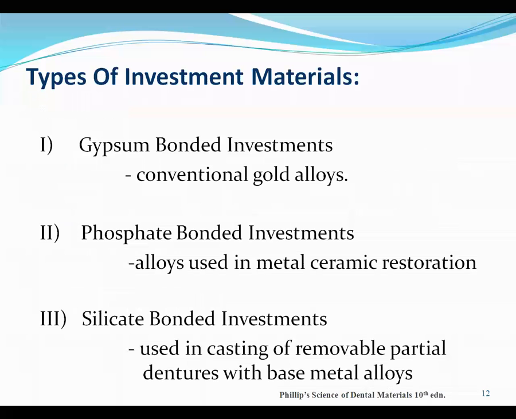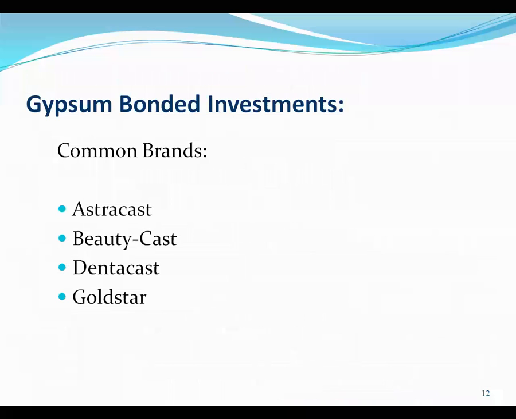These are the main functions of the modifying agent, and the coloring matter. Types of investment material: gypsum bonded, phosphate bonded, silica bonded. Gypsum bonded is used for noble metal, that is conventional gold alloy. Phosphate and silica bonded investment materials withstand high temperature, and therefore are used for base metal alloys.